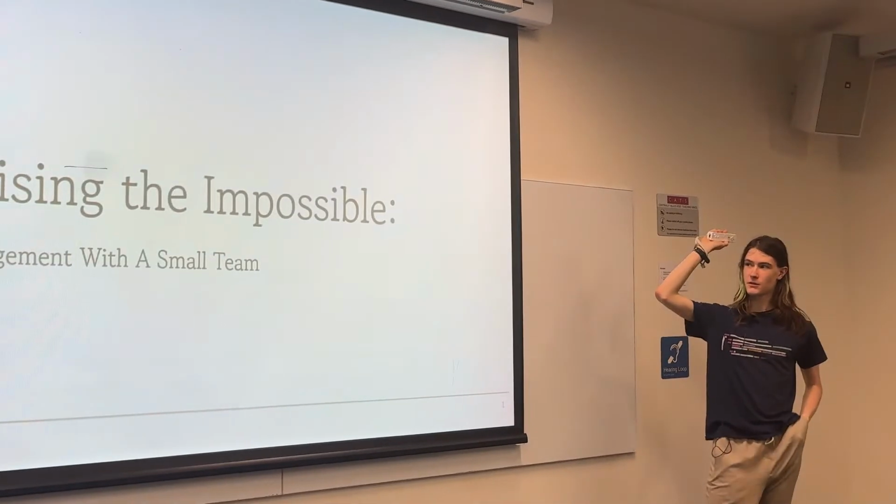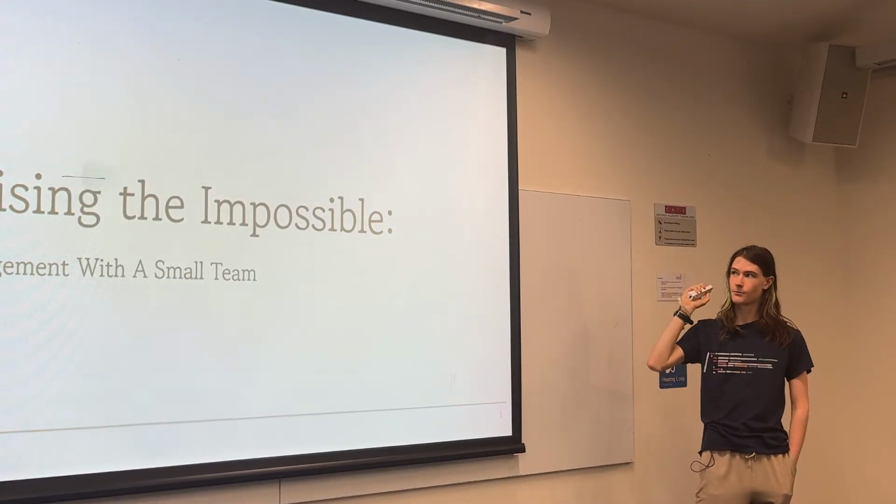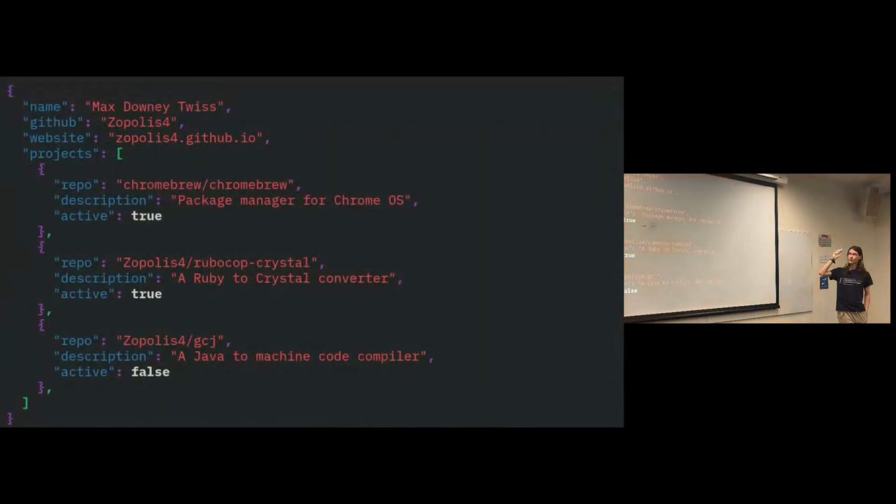Hello, I'm Max Downey Twist, and this is my presentation, Trivializing the Impossible: Package Management with a Small Team. For those of you with bad short-term memory, that's my name again. My GitHub, my website, Chromebrew, which we'll be talking about today, RuboCop Crystal, which is going to be big, and then GCJ, which was big, and then I had to go to year 11. So those are some of my projects.